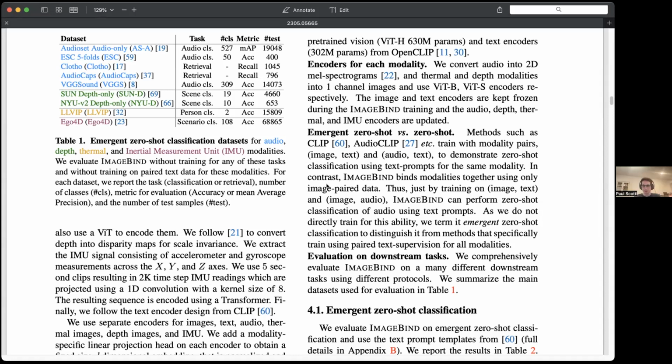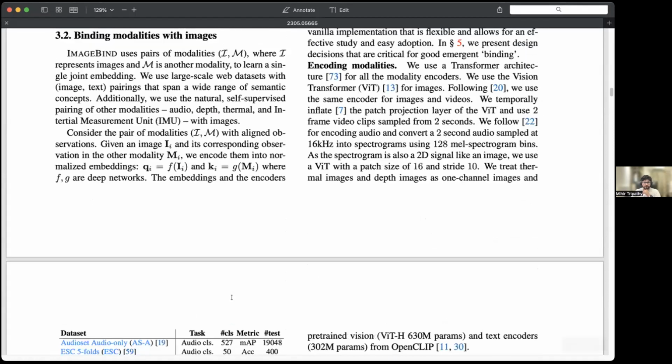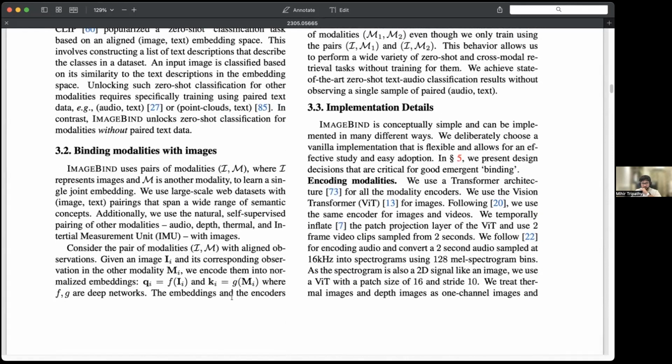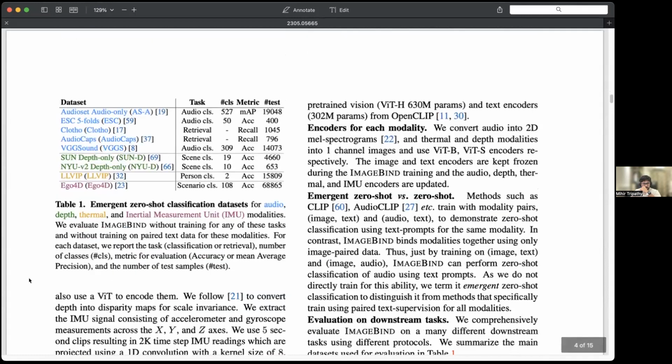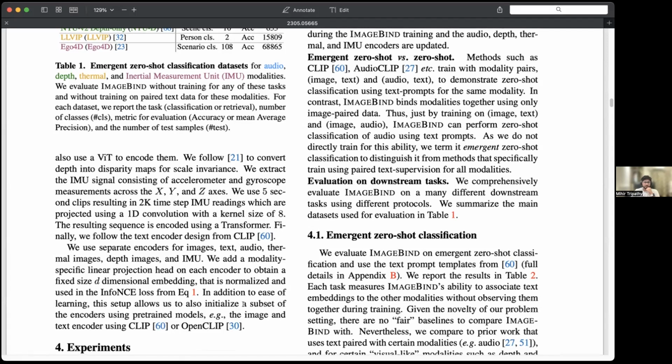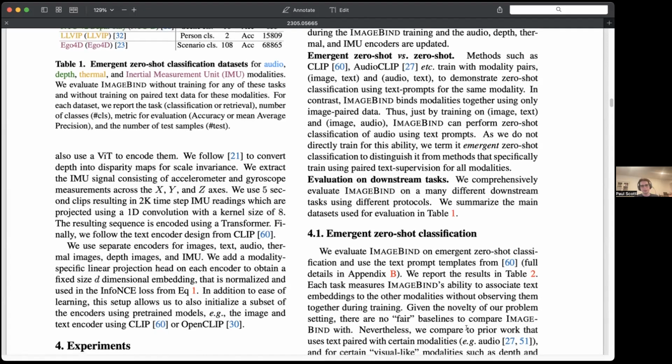So they're not fine tuning the base model. It's just a linear projection. Did I get that right? Yeah, they're not fine tuning. I think it is described here: we use separate encoders for text and image, and just a specific linear projection head on each encoder to obtain a fixed D-size dimensional embedding. It is normalized and used in the InfoNCE loss.